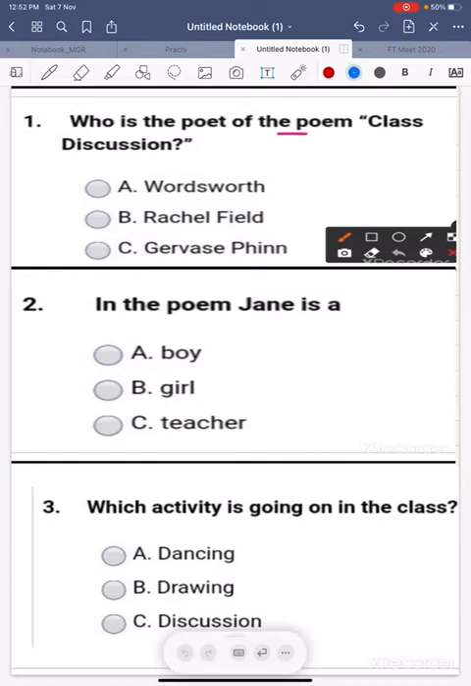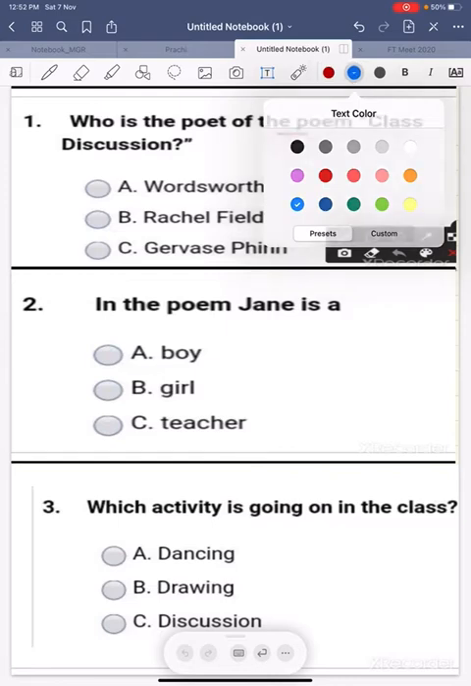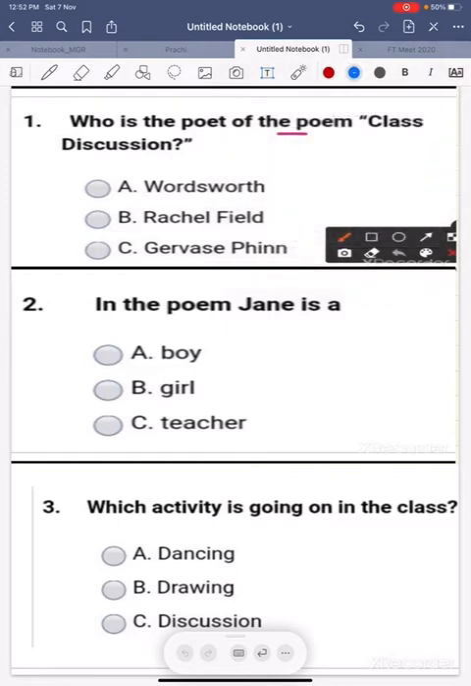Who is the poet of the poem Class Discussion? So 3 options are given to you: Wordsworth, Rachel Field, or Gervase Finn. So just now we have read that the poet of the poem is Gervase Finn. So we take this one. Now next is, in the poem, Jane is a boy, girl, or a teacher. So just now we have read that she is a girl.